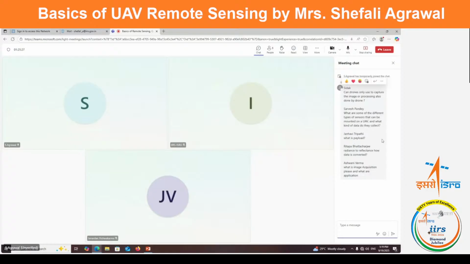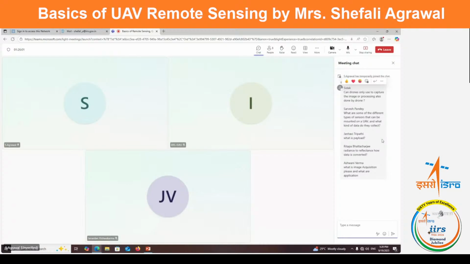Sensor which you have placed on board the drone. Siddharth has asked, can drones only be used to capture the image or processing also? Drones generally capture the images, but using AI ML, we can have onboard data processing. Currently, that is not there, it is under the developmental stage. But in future, we will have drones which can do data collection and onboard data processing. But as of now, they are primarily used for data collection, bringing it down to the ground, and then post-processing.